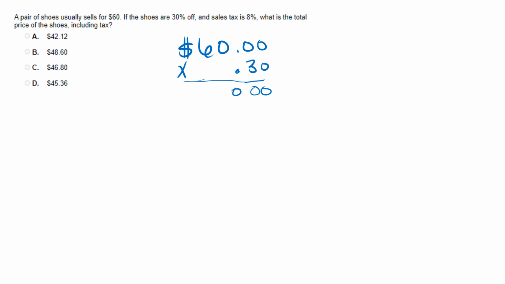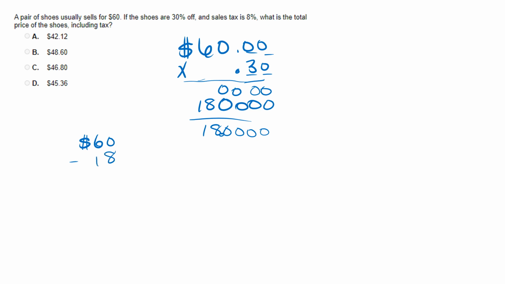So the first row is all zeros. Placeholder. 3 times 0 is 0, 3 times 0, and then 3 times 6 is 18. Okay, and I've got 1, 2, 3, 4 numbers after the decimal. So this would mean it's $18 off of my price. So I'm going to take my 60 and subtract 18. That'll tell me what the sale price is. So 60 minus 18 is $42.